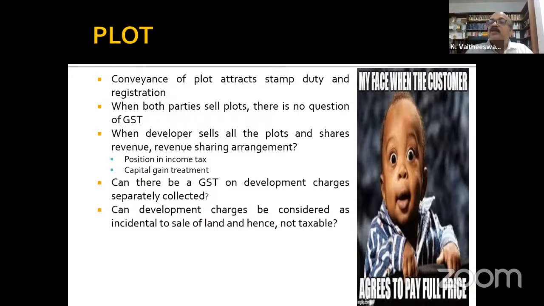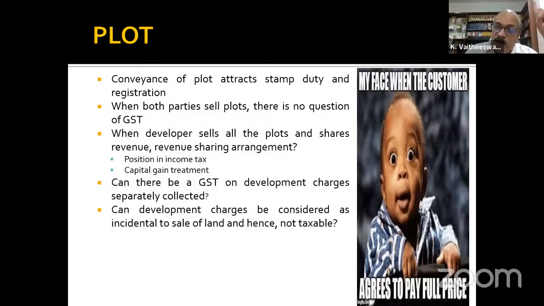And in both models, when I sell the entire plots, or in a model where the landowner sells 40 plots and I sell 60 plots, there is no question of any GST. When the developer sells all the 100 plots and shares the revenue, it becomes a revenue sharing arrangement. You also have to be careful as to what is the position you're taking in income tax. Because for the landowner, there is a capital gains issue. So when does his capital gains arise as far as the plot is concerned?